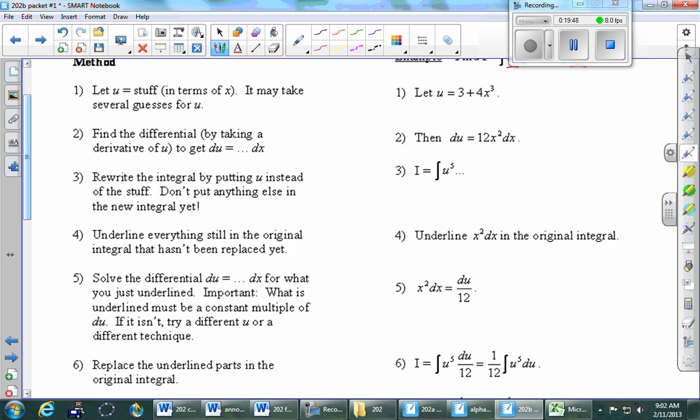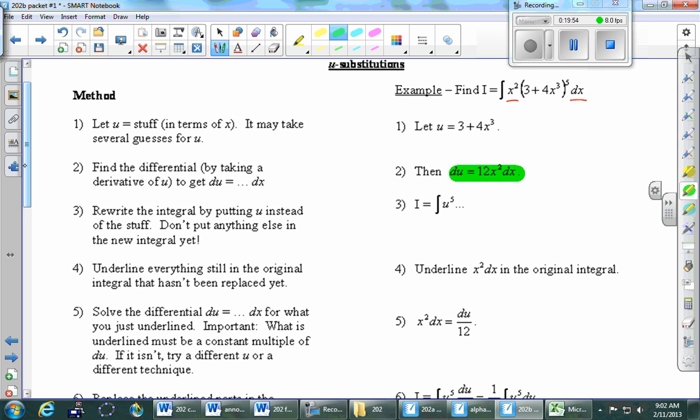Okay, so I'm looking at two things now. I'm looking at this equation, and I'm looking at what I underlined in red. So the question is, can I build x squared dx from this du equation? Well, I'm going to underline it in red here. There's my x squared dx. What do I do to both sides to get that x squared dx by itself? Divide by the 12. Yeah. Okay, so then down here, x squared dx is du over 12. So we divided both sides by 12.